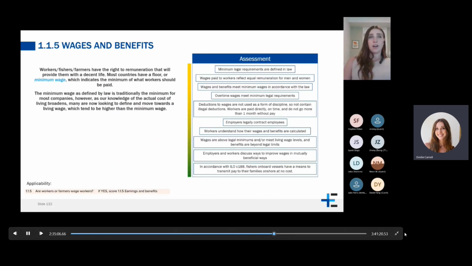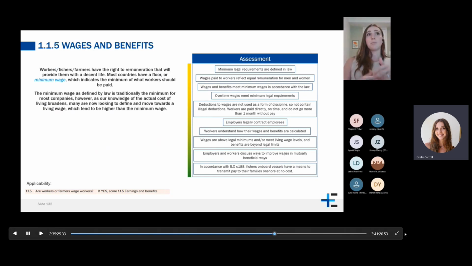So next up we have 115, wages and benefits. Workers, fishers, and farmers have the right to remuneration that will provide them with a decent life. And in most countries you'll have what's known as the minimum wage. And this is the indication of the minimum that workers should be paid.